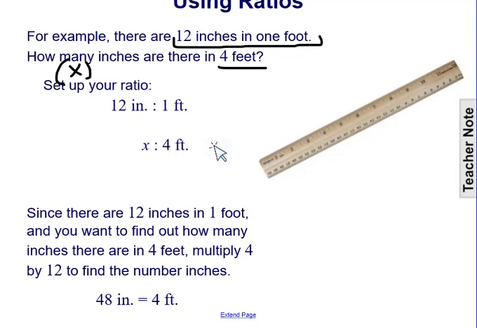Now, since there are 12 inches in 1 foot and you want to find out how many inches there are in 4 feet, well, how are we getting from 1 to 4? You're multiplying by 4. So that's like multiplying by a factor of 4. So we're going to multiply 12 by the factor of 4 to find the number of inches, which is 4 times 12 is 48. So using the given ratio and what we're looking for, we can see that there are going to be 48 inches in 4 feet.